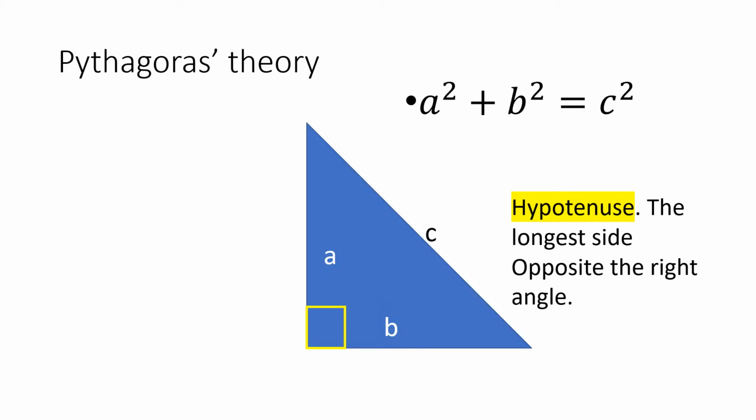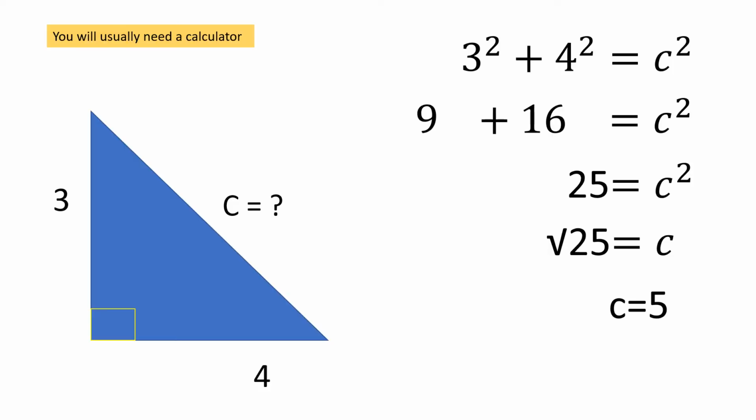Pythagoras' theorem is basically this equation: a squared plus b squared equals c squared. A and b will be the lengths of the shorter sides, and c will be the longest side. We call this side the hypotenuse. That means it's the longest side, and it will always be the side opposite the right angle. Here's how we use that equation.